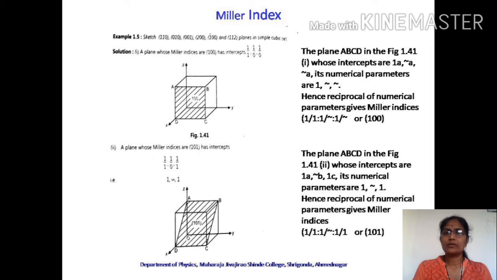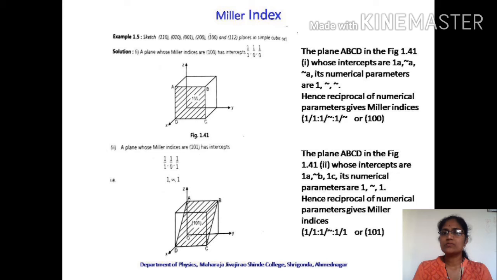I will give you a few examples, and you have to solve the question given in 1.5 on your own. Let's start to understand how to draw Miller planes. Suppose in solution 1 there is one example given: a plane whose Miller index is given as 100.